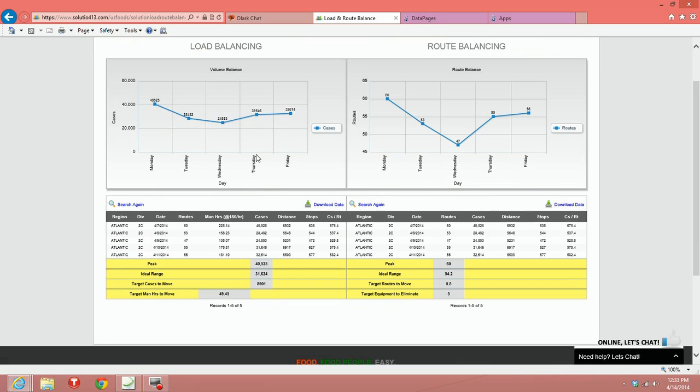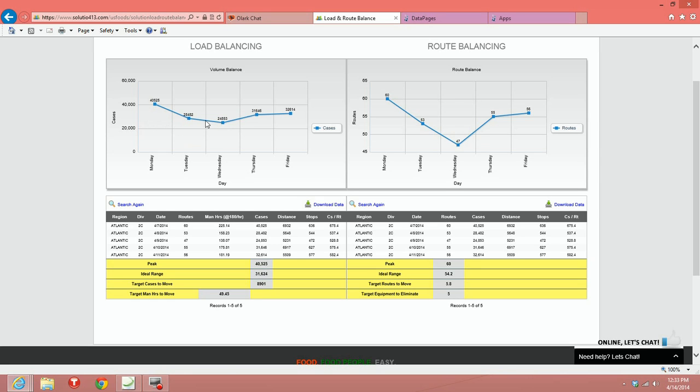So now, in order to decipher the data, we'll start here on the left and take a look at load balancing data first. You have plotted here on this graph volume for each day of the week. The peak day at 40,000 cases you can see here is on Monday. The lowest volume day is on Wednesday with just under 25,000 cases.